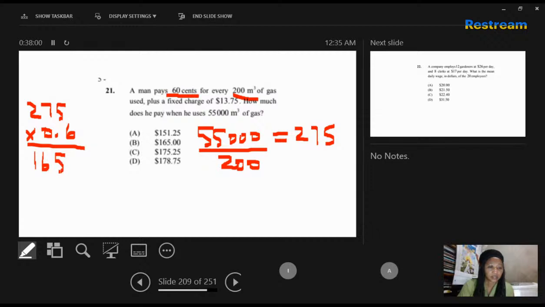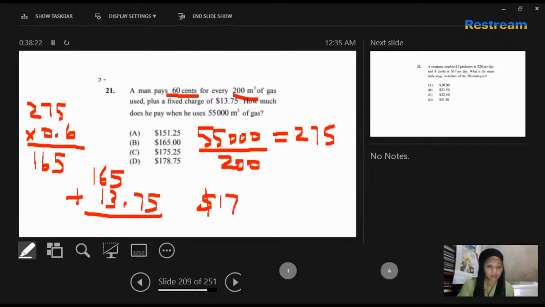Alright, and then you add back the fixed price of $13.75. So you add the 165 to the fixed price of $13.75, and that gives $178.75. Well, the answer is D.